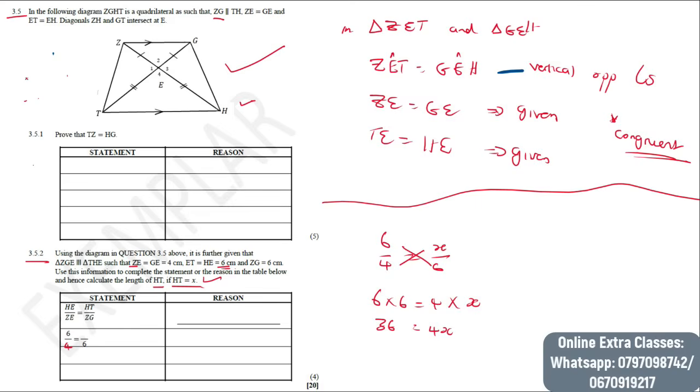So now we need to find HT, which is our X. And how can we find X? We can find X by dividing by 4 throughout. So if we divide by 4 on both sides, X will be equal to, so this 4 and this 4 will cancel. So 36 divided by 4 will give us 9. So this basically means that HT is equal to 9 centimeters. And that would be our answer.